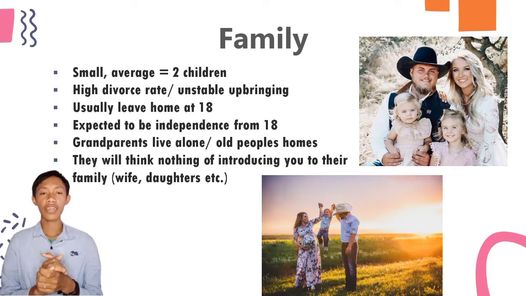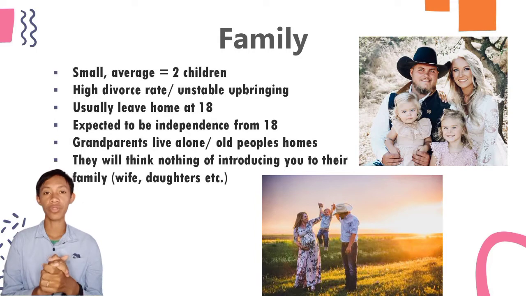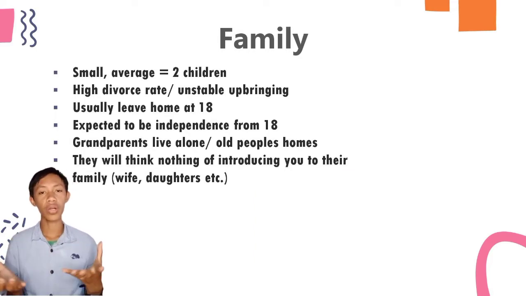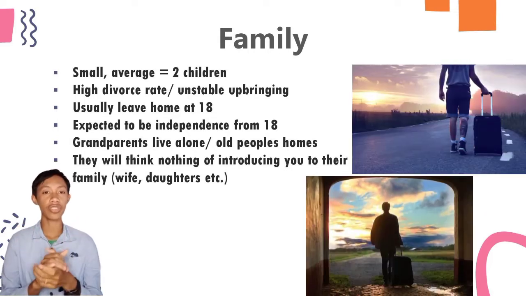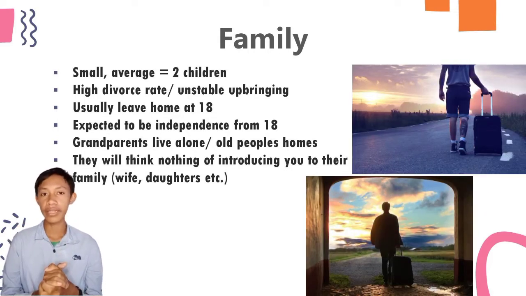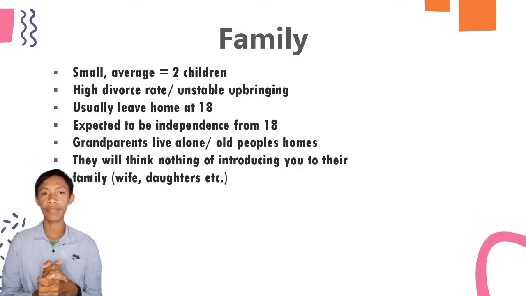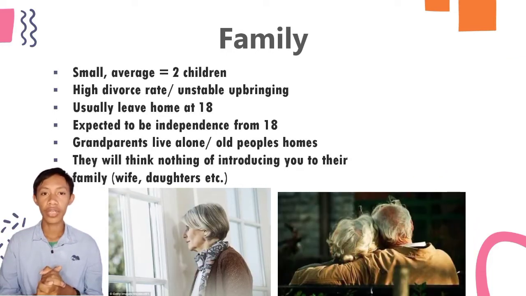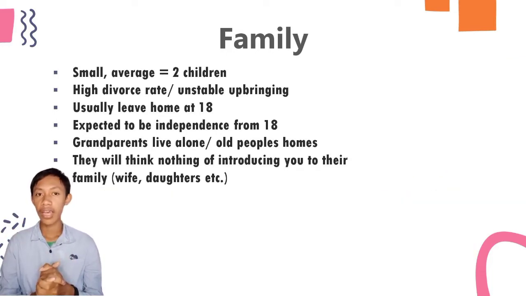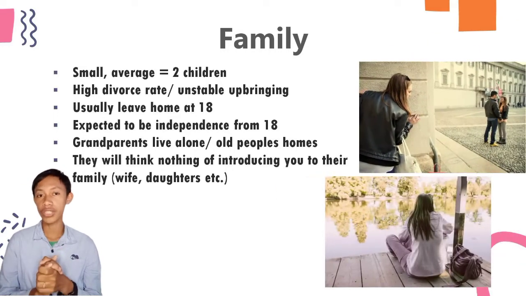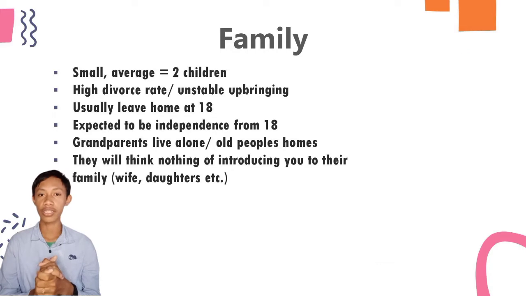And this is the family system in Western countries. It has an average of 2 children per family and a high divorce rate. Usually, when you reach 18 years old, you are expected to be independent and leave your home, including your family. Grandparents live alone in their homes, and they will think nothing of introducing you to their family, to their wife, daughters, including their children. Those are some of the common behaviors of the Western family.